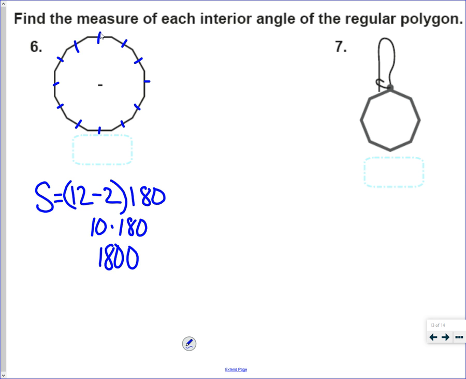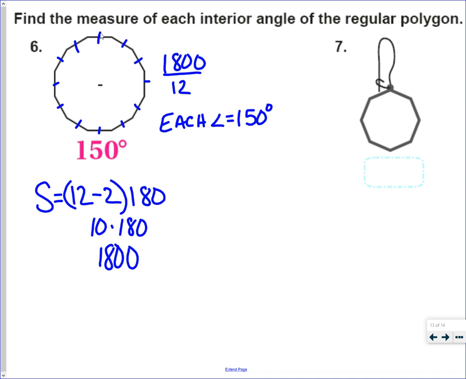And I've got 12 equal angles. So I would take my 1,800 and divide it by 12, which gives me that each angle is 150 degrees. And again, the reason this is getting close to being a circle, think about how big those angles are. 180 is a straight line. So we're getting angles that are bigger and closer to just turning into a curve for a circle.